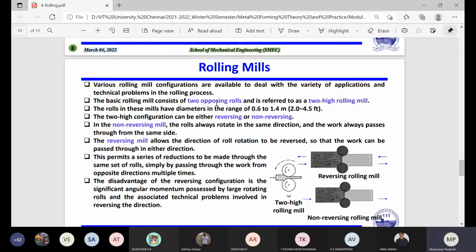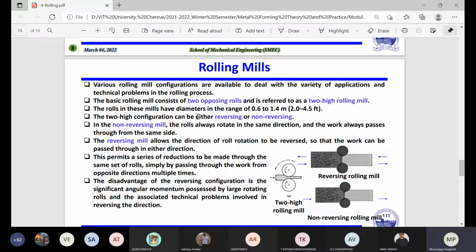The basic rolling mill consists of two opposing rolls and is referred to as a two high rolling mill. In this schematic diagram you have two rolls, and they are opposing rolls. The top roll is rotating anti-clockwise, and the bottom roll is rotating clockwise. The metal piece is put in with a certain force, and these rolls do two things. One is that the roll will pull the metal piece, and at the same time it will squeeze it. Two things we have studied.